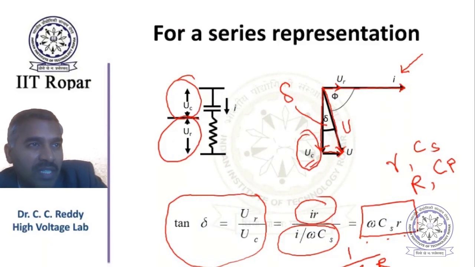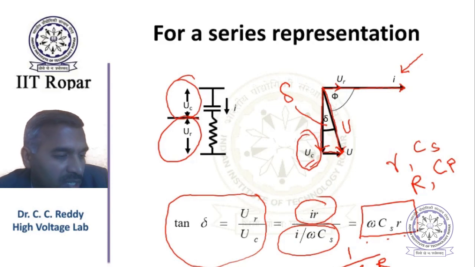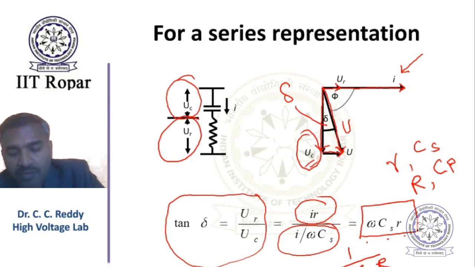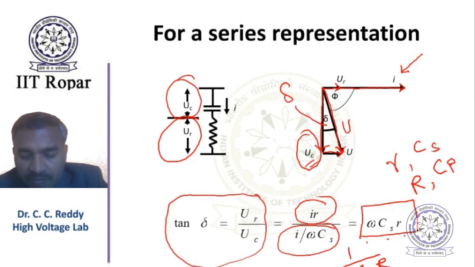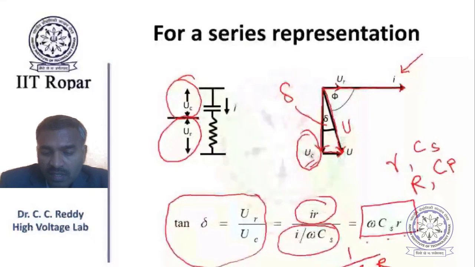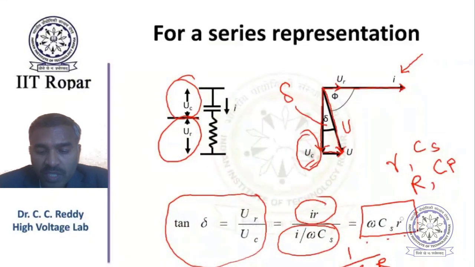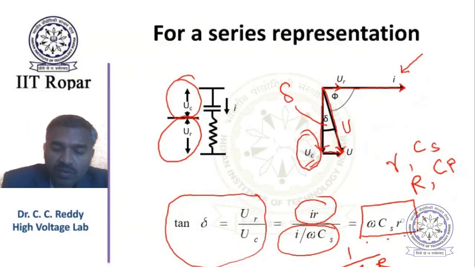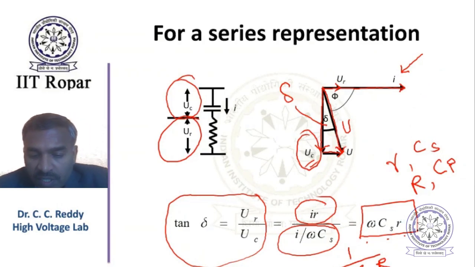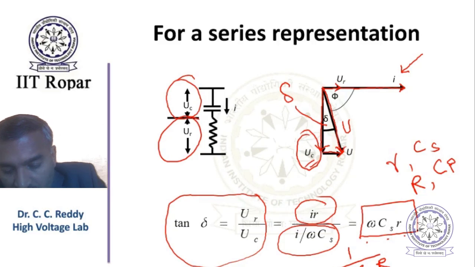Both are dimensionless quantities. That's why it doesn't matter whether it appears in the numerator or denominator. 1 by omega Cpr, also omega Csr. Now here, both must be the same, right? So now let us see which is maximum, which is more and which is less.